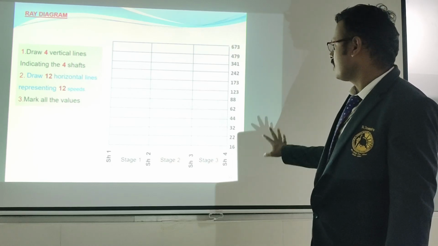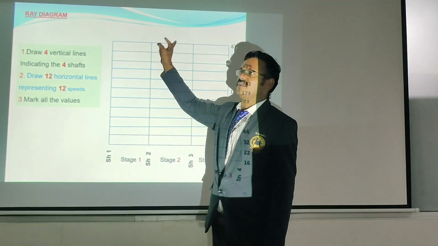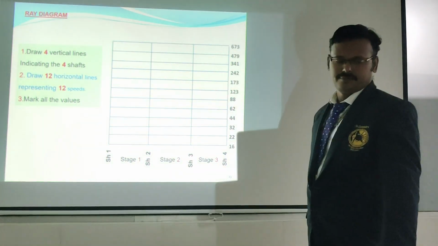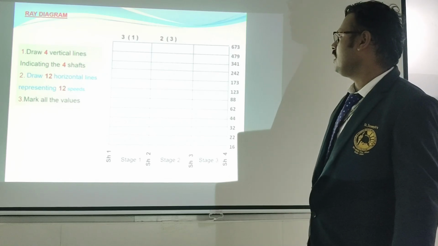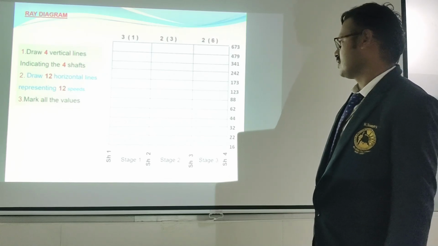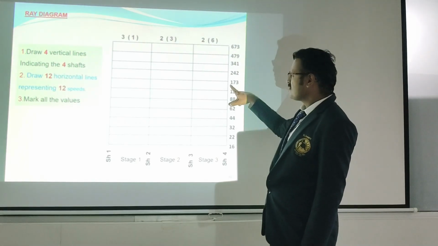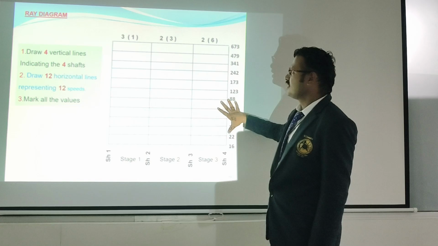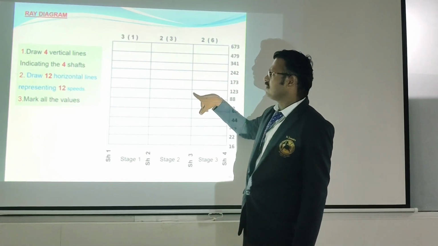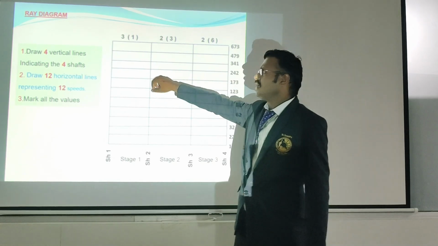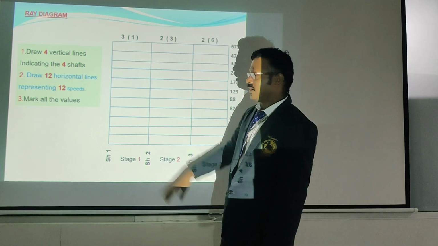So now I have marked 12 speeds. Here I have to write the structural formula for the 12 speeds. So 3 into 1, 2 into 3, then 2 into 6. This 2 into 6 means we need to mark 2 speed with a gap of 6. 2 into 3 means I have to mark 2 speed here with a gap of 3 speeds. 3 into 1 means 3 speed I need to mark with a gap of 1.